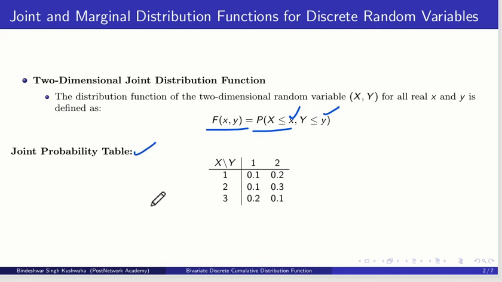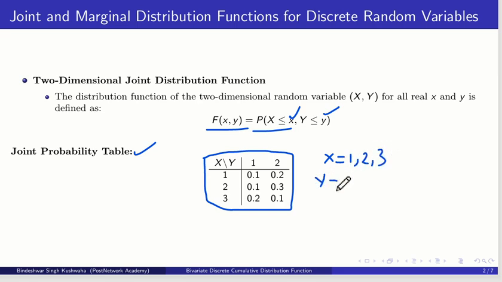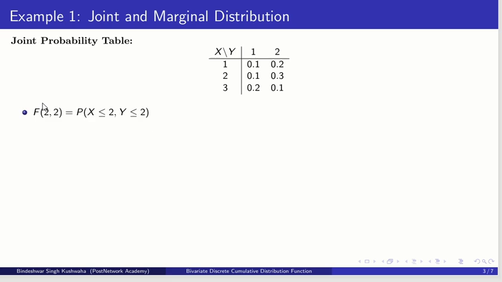And to show it, taking an example will clear all your concepts. So that is a joint probability table of X and Y. Here X values are from 1 to 3 and Y values are 1 and 2. So these are the probabilities. Now let us see the numerical example.